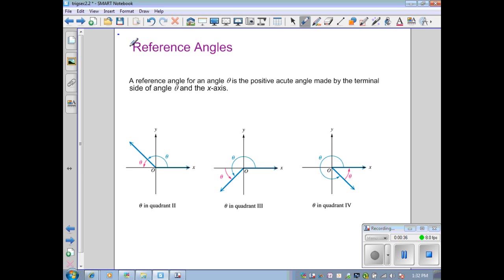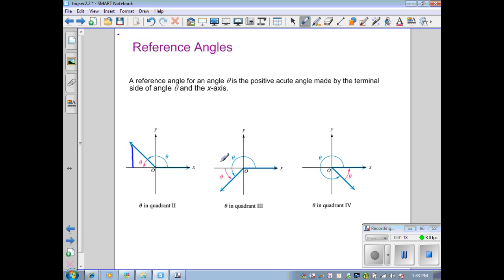Well, the definition we use is reference angles. A reference angle for an acute angle theta is the positive acute angle made by the terminal side of angle theta and the x-axis. So let's take a look at these three coordinate planes. In the first one, we have an initial side on the x-axis, and we have a terminal side that's going to end up in quadrant 2. The idea of a reference angle is actually taking a look at the terminal side in relationship to the x-axis, but between quadrant 2 and quadrant 3.